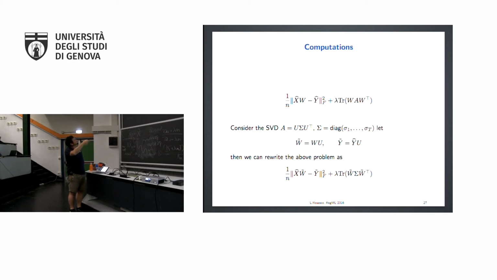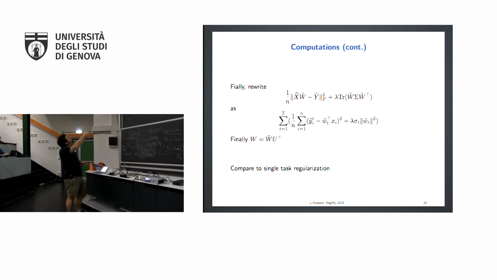Now we're here. We changed the variable. Eventually, in the end, we'll have to go back to the original variable, but we change the variable for now. Now we have to solve this, but this is really almost single task learning. What did you do? You take the output space, you rotate the basis of the output space so that the structure matrix becomes diagonal. And then in this new basis, you solve a problem which is basically a sum of independent tasks, up to the fact that in front of the regularizer, you have a weight that depends on all the other tasks.